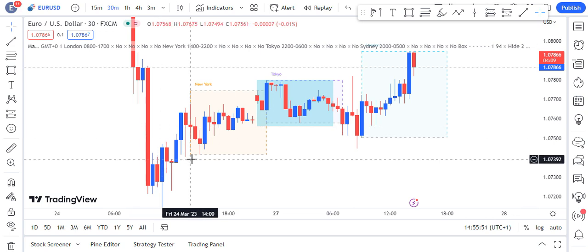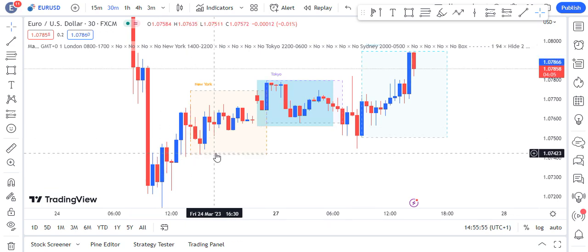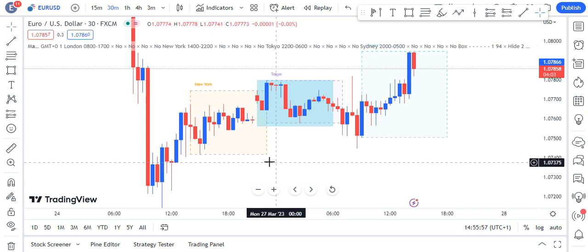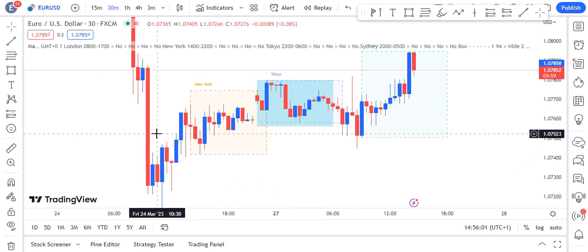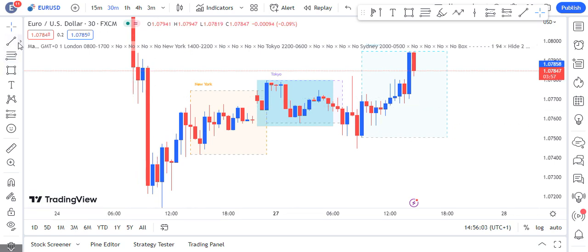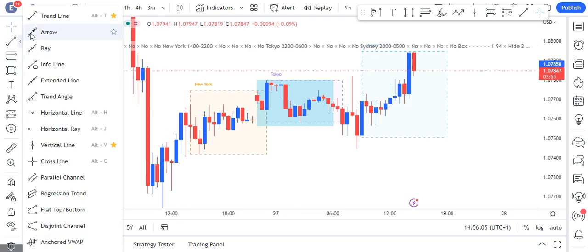Okay, so on the 30 minutes, we said the POI that we are looking for. I'm going to show you this on the 15 minute as well as any other time frame that I've mentioned in the past. So on the 30-minute time frame, we said we're looking for double flat bottoms.